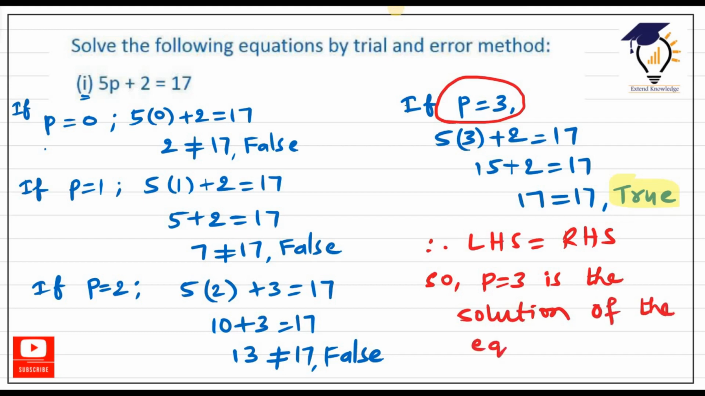This is the solution of the equation 5p plus 2 is equal to 17. This is how we solve trial and error method problems.